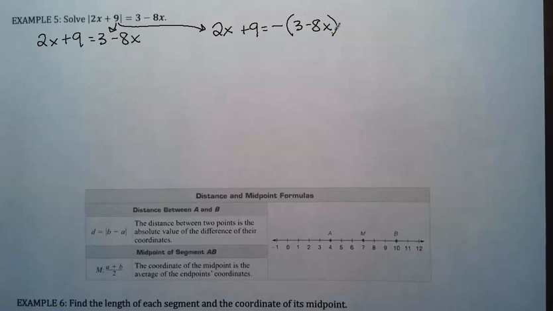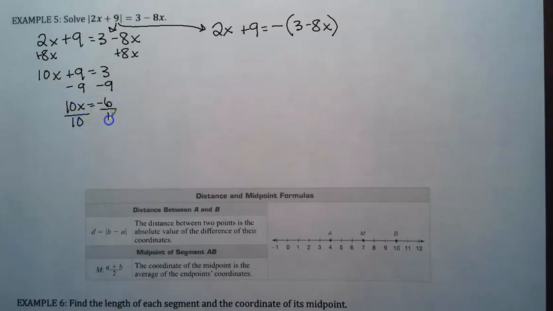Okay, so now we're ready to solve. I'm going to add 8x here. I'm actually going to go ahead and do 2 steps at once. Well, no, I'm not. I don't want to confuse you. So we've got 10x plus 9 equals 3 minus 9. 10x equals 3 minus 9, which is negative 6. And divide by 10. So x equals negative 6/10, or I'm going to reduce this to negative 3/5.